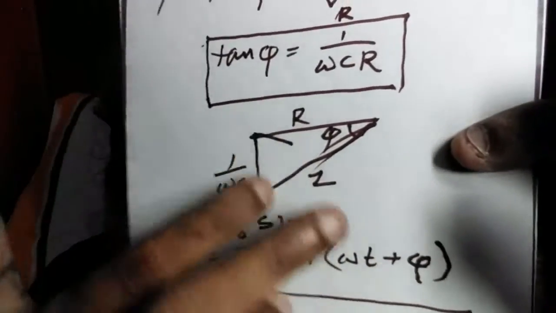This is the RC circuit. We will discuss the power consumed by the circuit after completing these circuits. We have two more circuits.